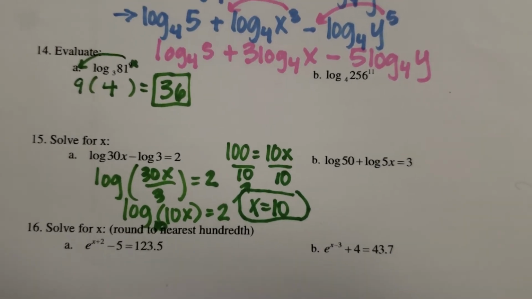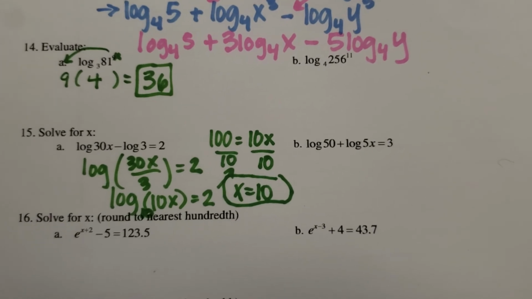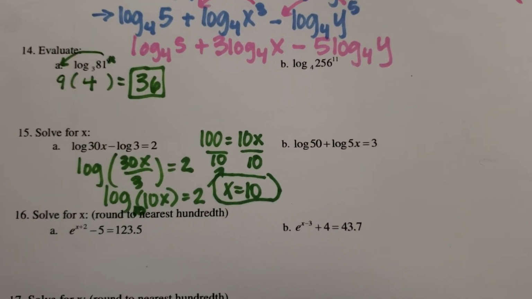All right, b is pretty similar, but you would actually multiply on b because it's log of 50 plus log of 5x.